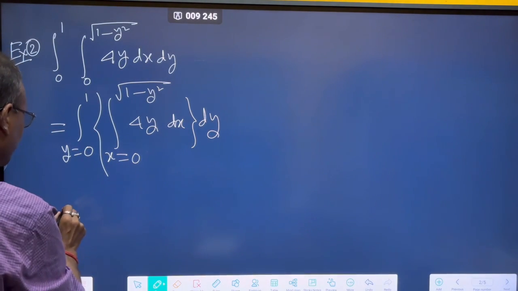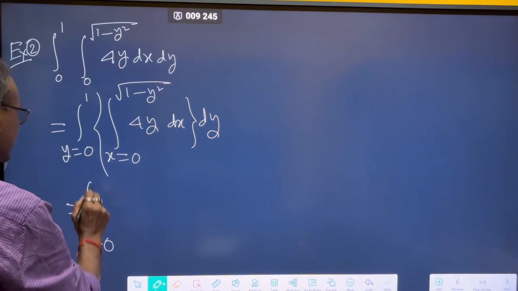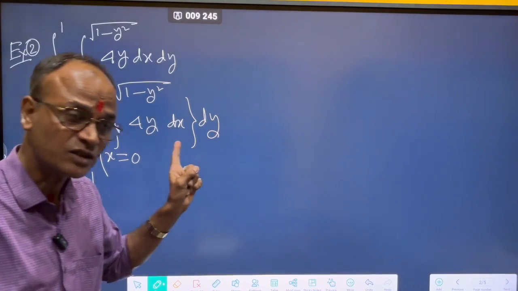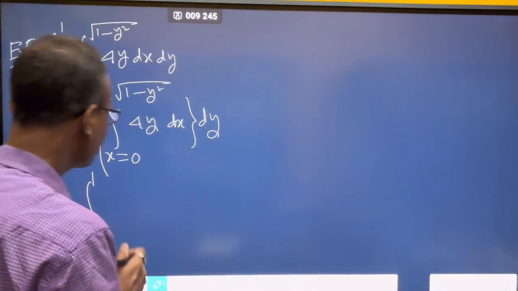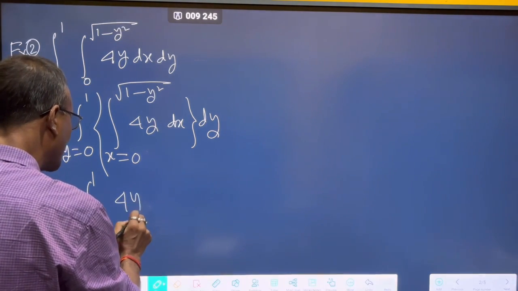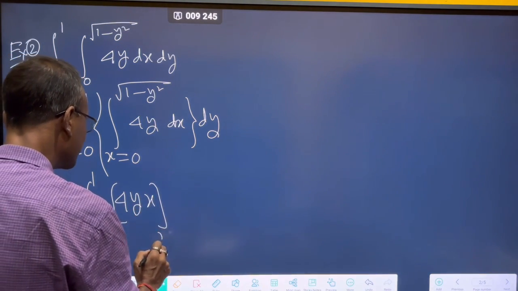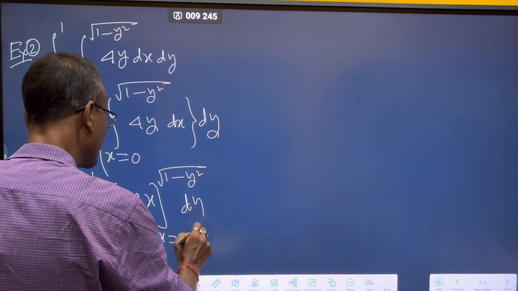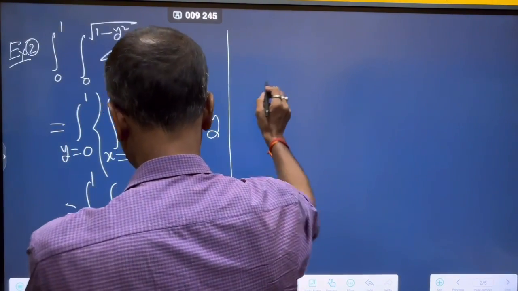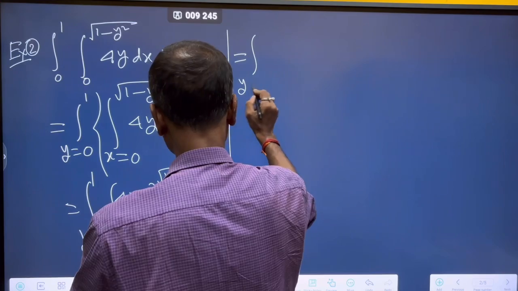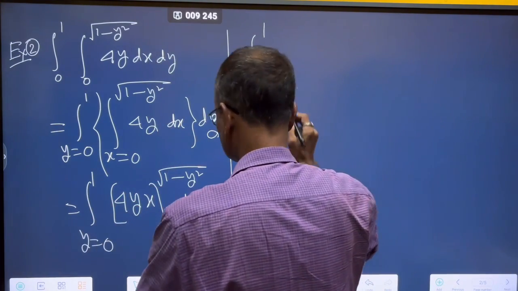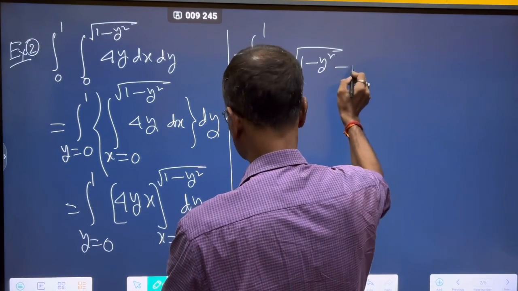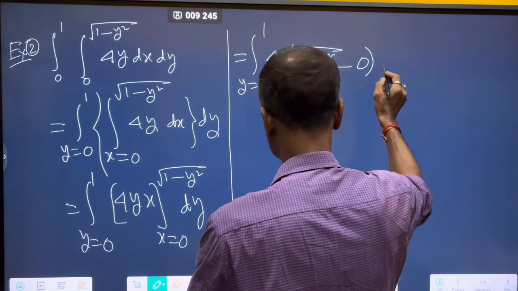This is equal to the integral y equal to 0 to 1. Integrate with respect to x, treating y as constant. Therefore, it will be 4yx, with x from 0 to root over 1 minus y square, dy. You will get this one. This is equal to the integral y equal to 0 to 1 of 4y root over 1 minus y square, which is 0, dy.